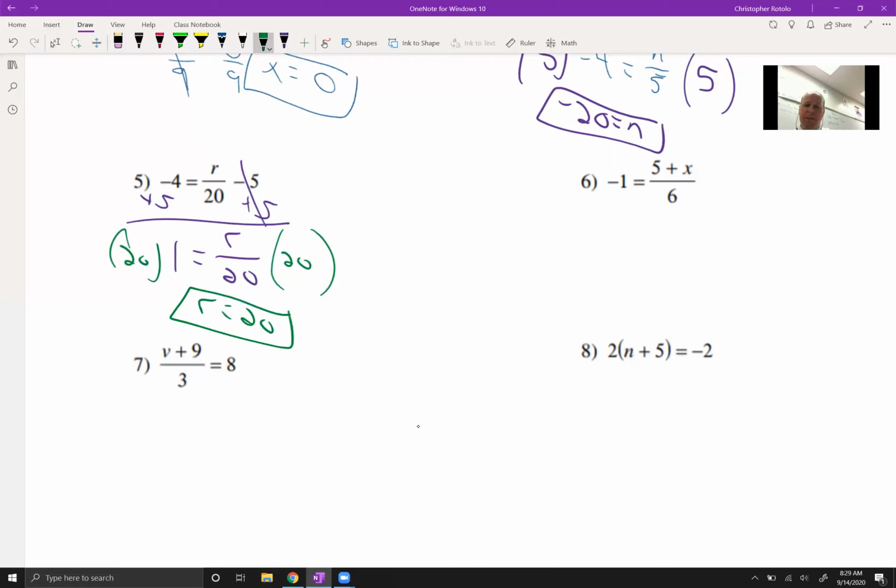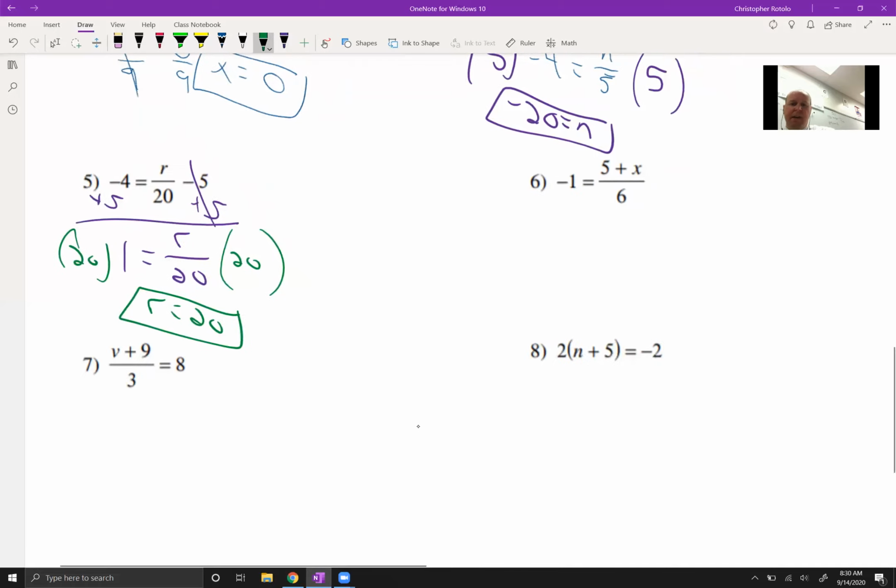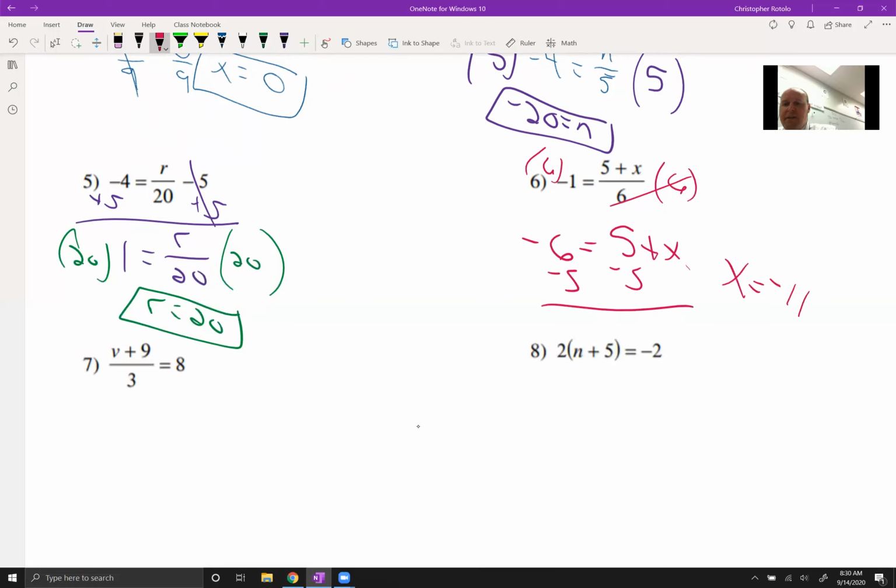All right, 6 and 7, they look different, right? So there's something really different about this. And that means that normally we want to subtract 5 first, but right now it's all being divided by the 6. So this is the one where it kind of breaks that rule. So we have to multiply by 6 first to get rid of the fraction. So I got negative 6 equals 5 plus x, and now we'll subtract the 5. So x turns out to be negative 11.